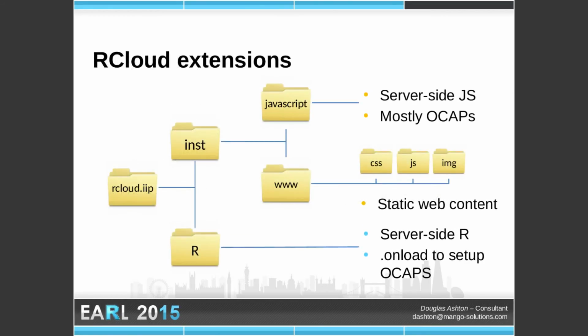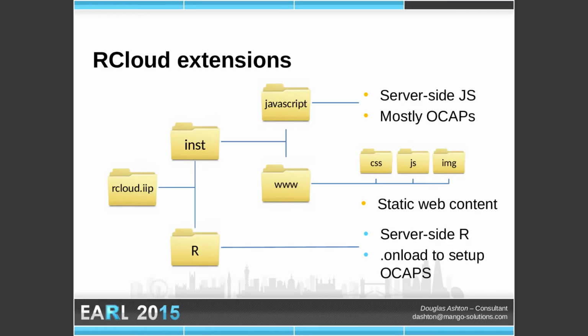Okay, so what we're going to do is build an extension to RCloud. We have the RCloud system, and they've made it really nice and easy to extend it. It's really easy to add a module, because an extension to RCloud is simply an R package. An R package has this lovely directory structure, so it's really easy to lay it out how you want it.